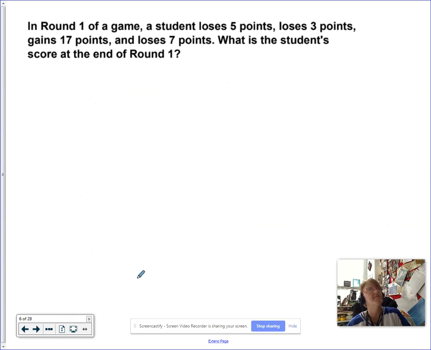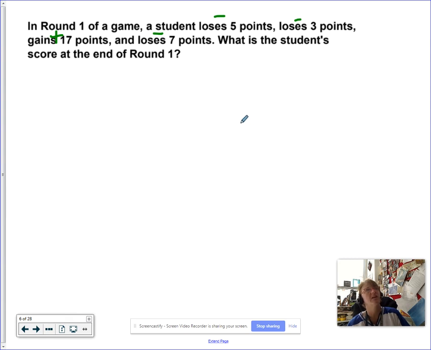Get your totals. In round 1 of a game, a student loses 5 points. That's subtract. Loses 3 points. Gains 17 points. And loses 7. What is the student's score at the end of round 1?